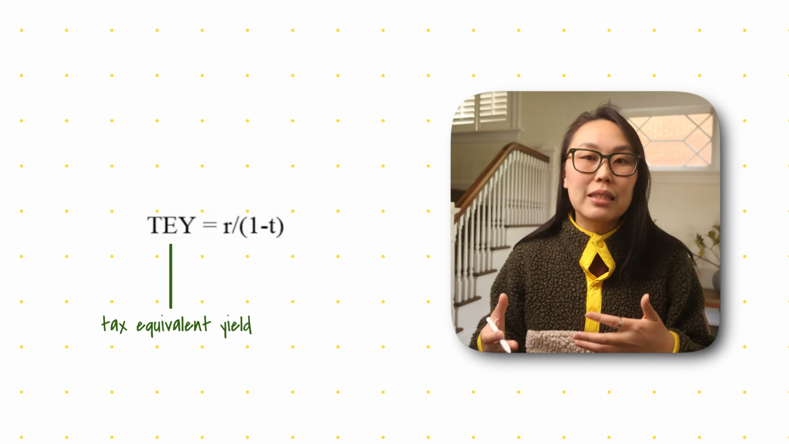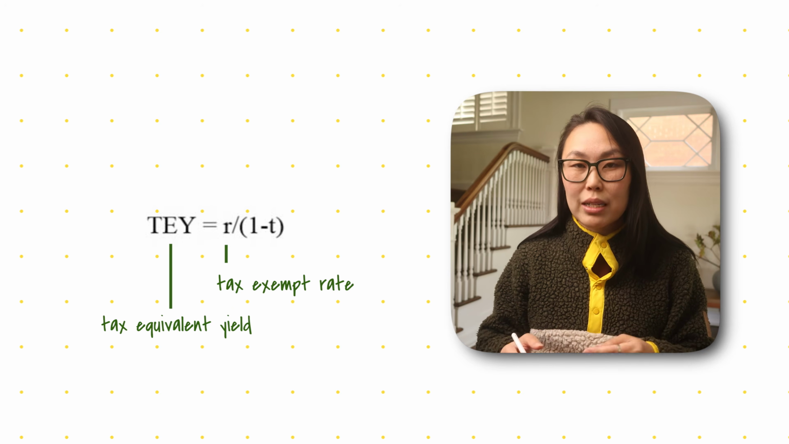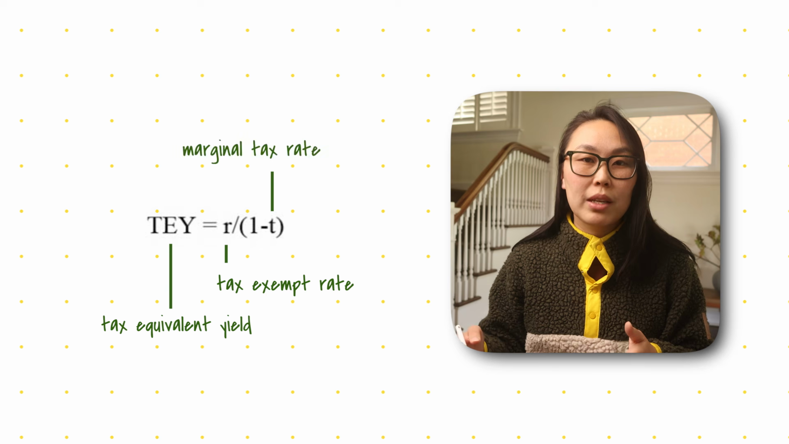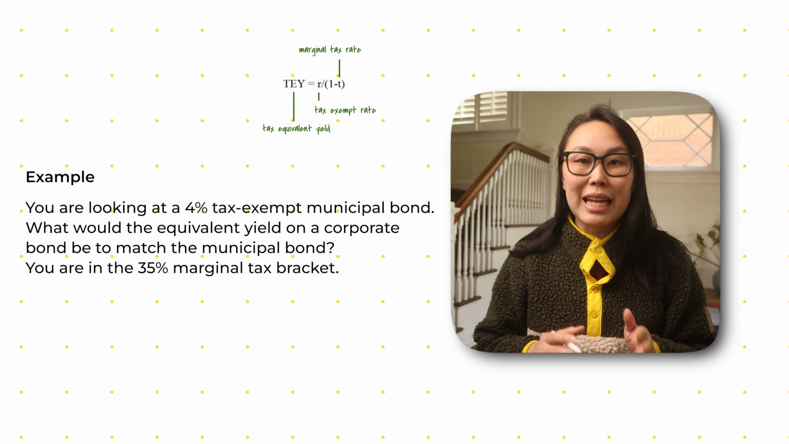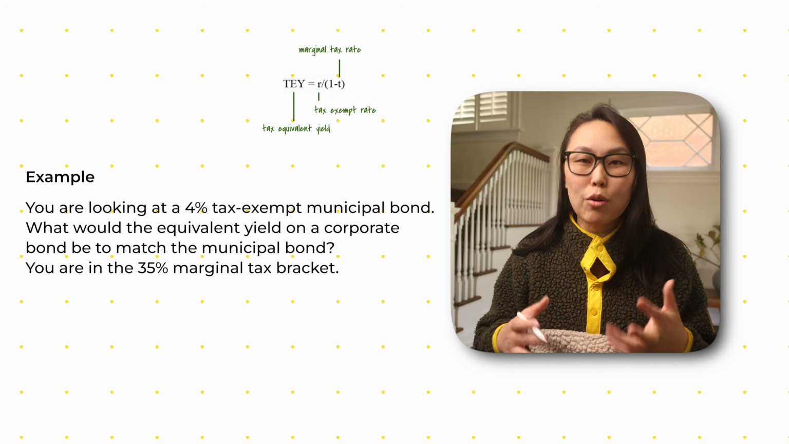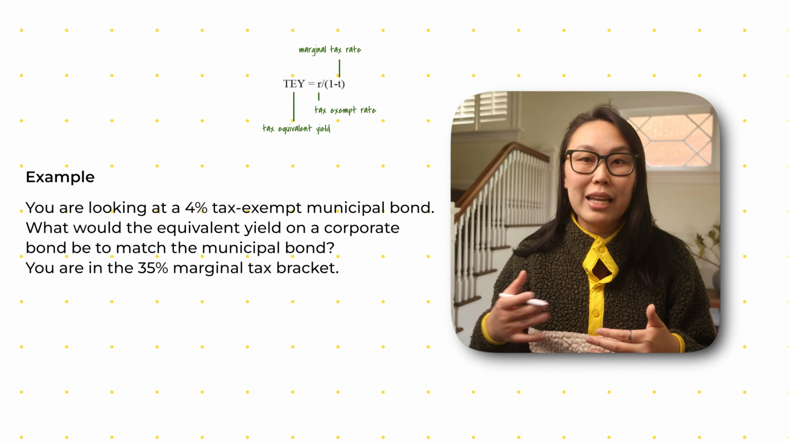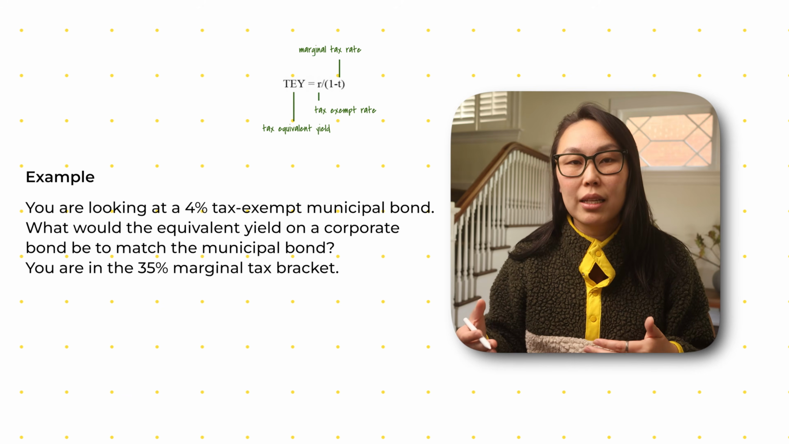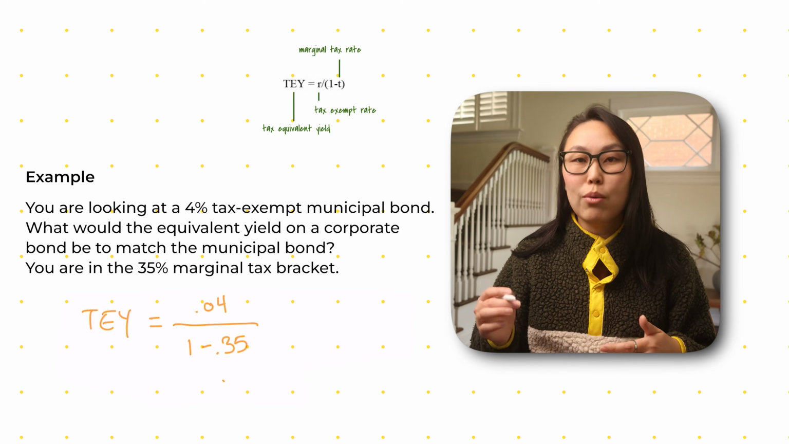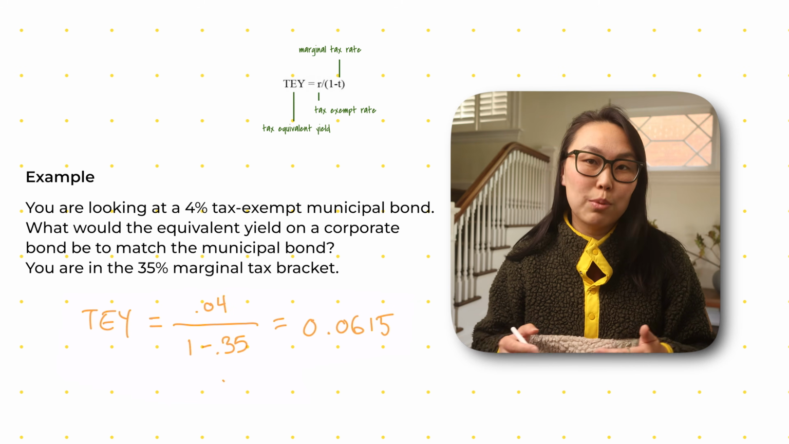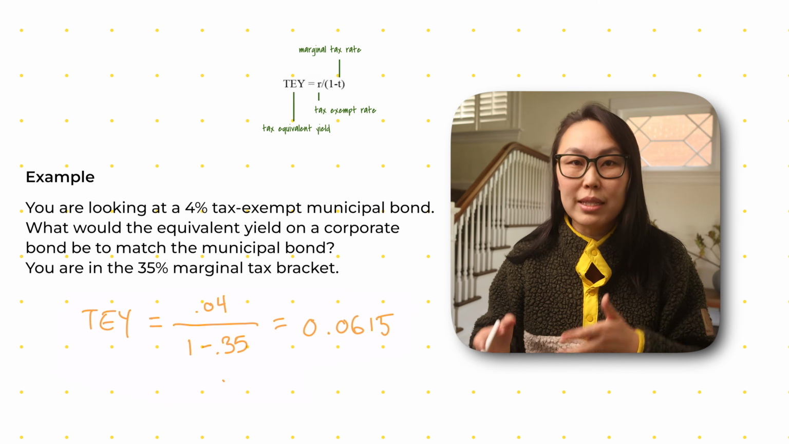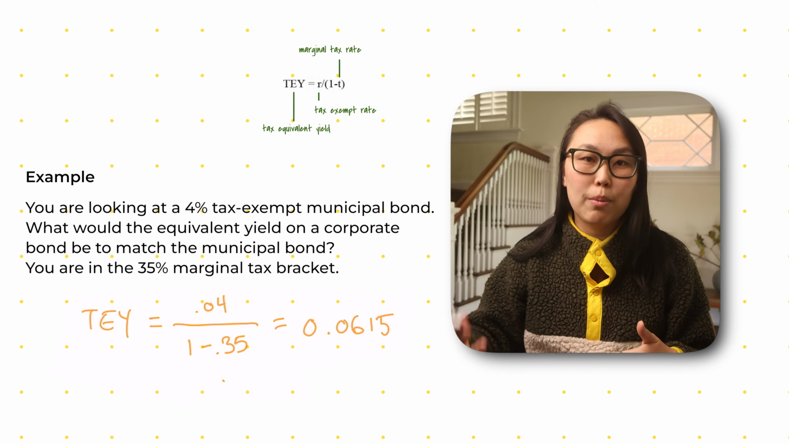Now, tax equivalent yield is equal to the tax-exempt rate divided by 1 minus your client's marginal tax rate. Let's say you're looking at a 4% tax-exempt municipal bond and wondering what is the equivalent yield on a corporate bond that you would prefer, and your client is in the 35% marginal tax bracket. So we've got TEY equals 0.04 divided by 1 minus 0.35, or 6.5%. So you would need to find a corporate bond offering more than 6.5% to prefer it over the municipal bond.